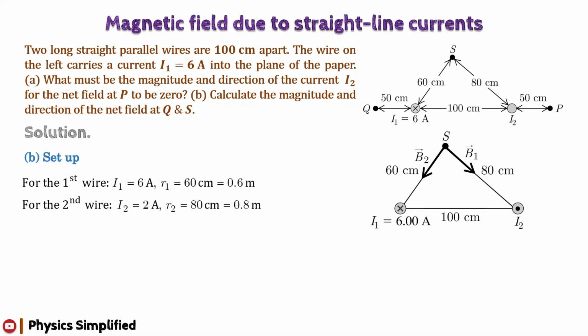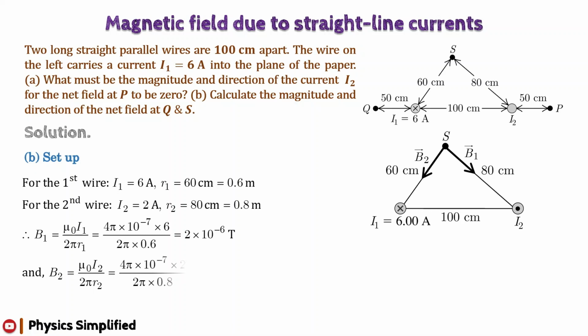By substituting these values in the expression of magnetic field due to a long straight current carrying wire, and simplifying, we get the magnitudes of B1 and B2 as follows. B1 is equal to 2 into 10 to the power minus 6 Tesla, and B2 is equal to 5 into 10 to the power minus 7 Tesla.